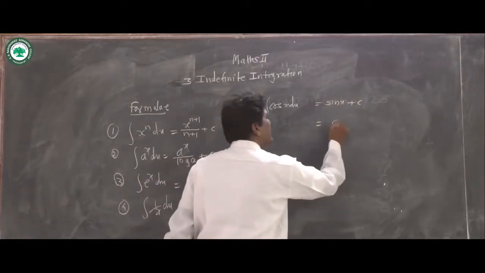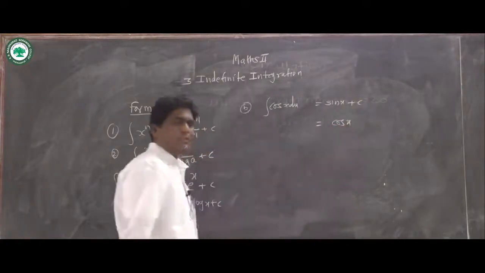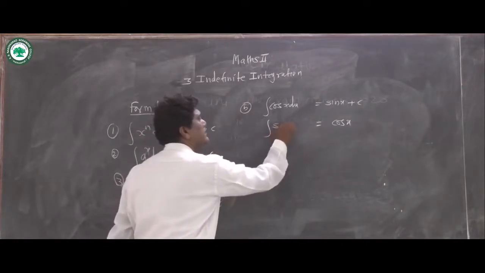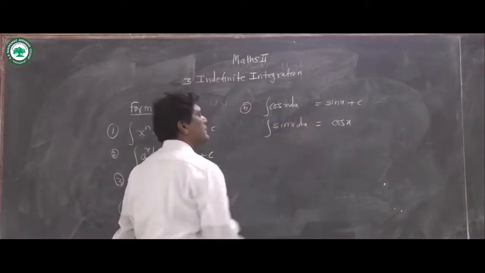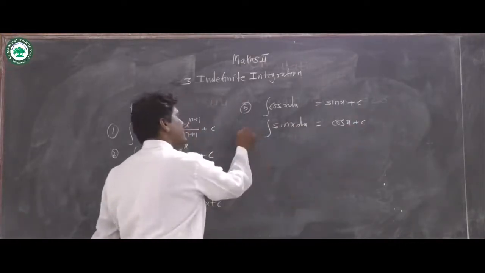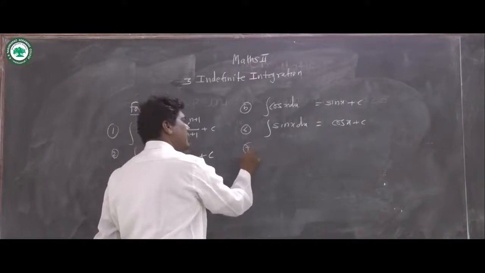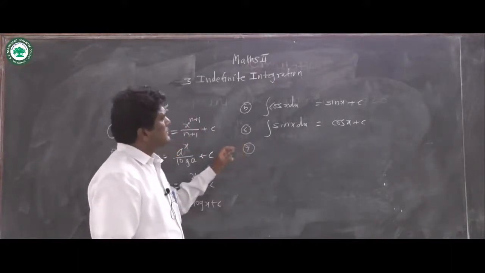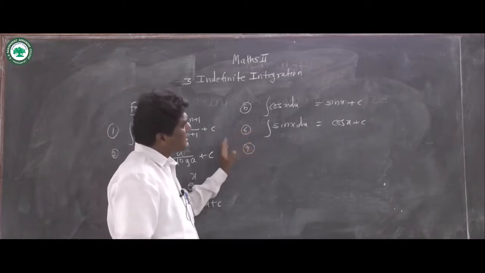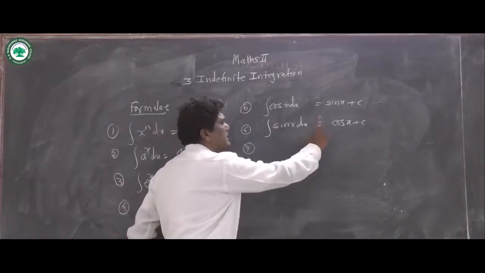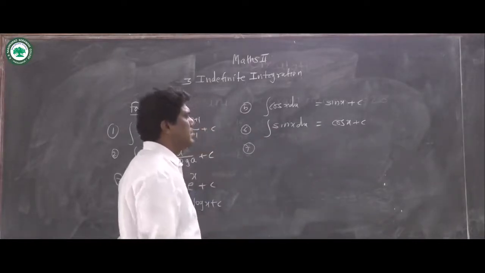Now what is the derivative of cos x? Derivative of cos x is minus sin x. So integration of sin x dx is equal to minus cos x plus constant of integration. Sixth formula. Seventh formula. Now for sin, I give the trick after the formula. So integration of sin x dx is equal to minus cos x plus constant of integration.